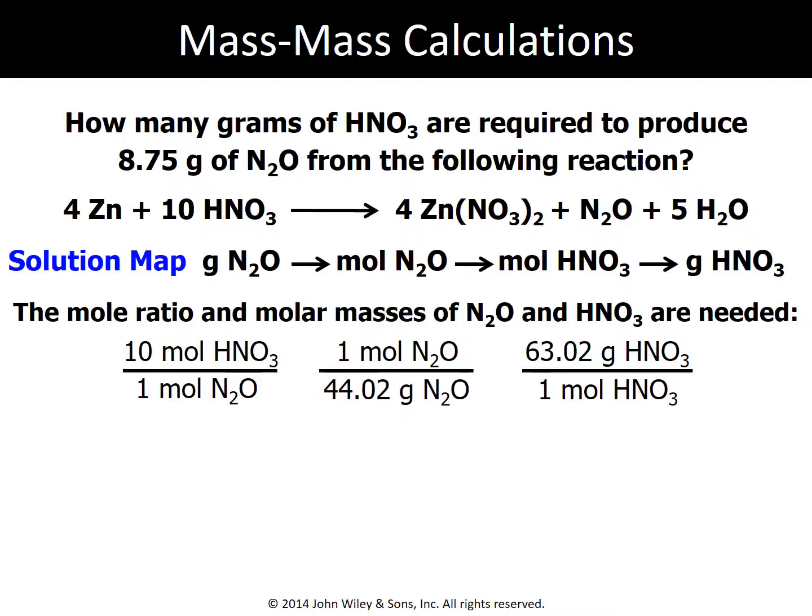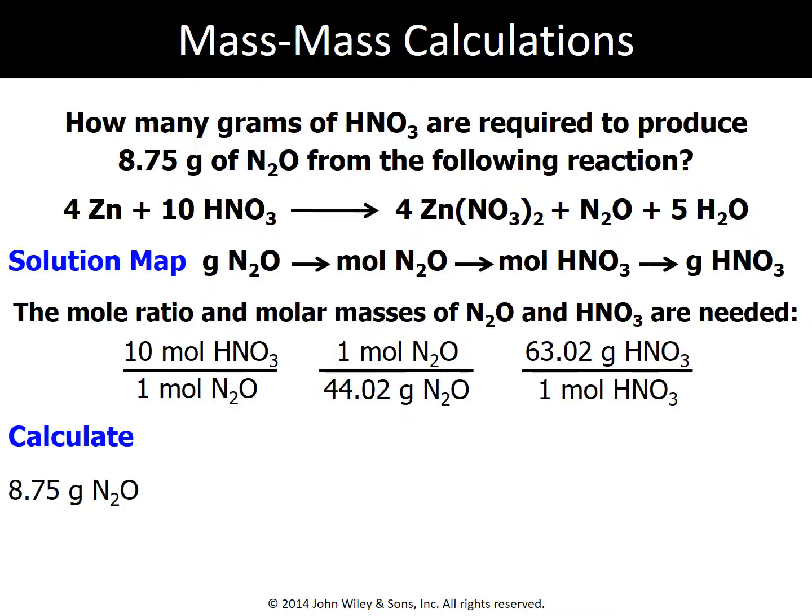Here are all our molar ratios we're going to need. Our first one on the left is going to be our coefficients from the two molecules that we're discussing in the problem, and our next two are going to be the molar masses of both N2O and HNO3. So we'll start with 8.75 grams of N2O.